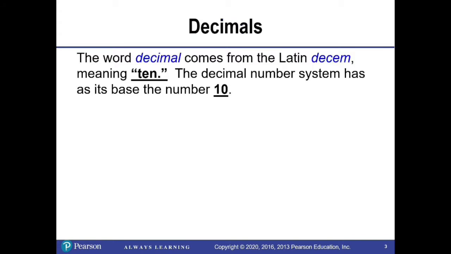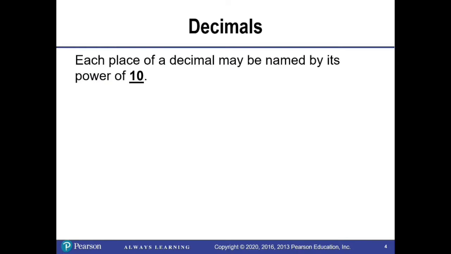The word decimal comes from the Latin decim, which means 10. We have a decimal number system that tells us that we have the base 10 for our base. Every place of a decimal may be named by its power of 10.